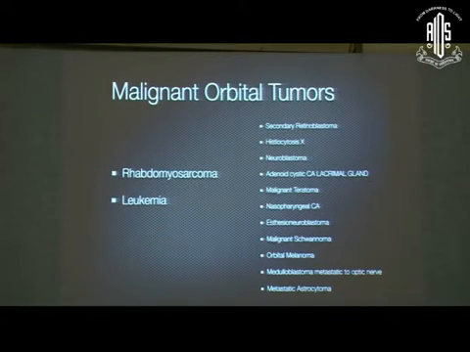The most common malignant orbital tumors which need to be kept in mind are rhabdomyosarcoma and leukemia. Although there is a vast list of malignant tumors, these two tumors should come up front in your mind whenever you see a child with proptosis, if you are suspecting a malignancy.